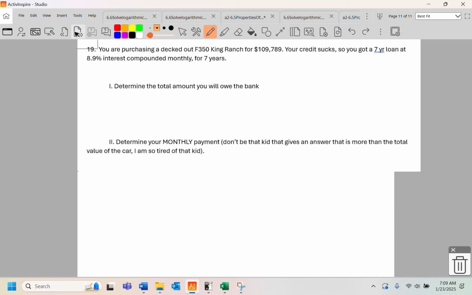And the last one before I pass out here. You are purchasing a decked out F-350 King Ranch for $109,789. Your credit sucks, so you got a 7-year loan at 8.9 interest compounded monthly for 7 years. Determine the total amount you will owe the bank. So hopefully you figured out you're gonna use compound interest. The amount owed in 7 years is gonna be astronomically high, as is your monthly payment. Let's see here, 8.9 is 0.089 monthly and n is 12. 7 years, 12 times 7.